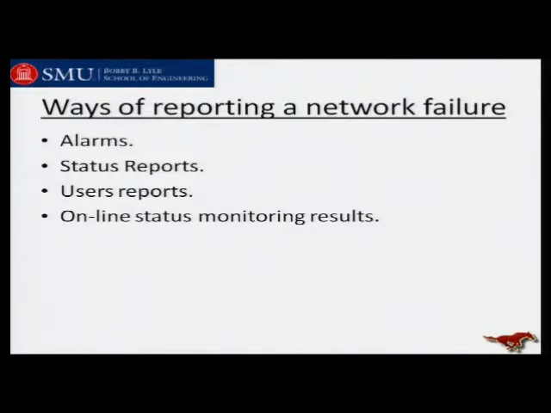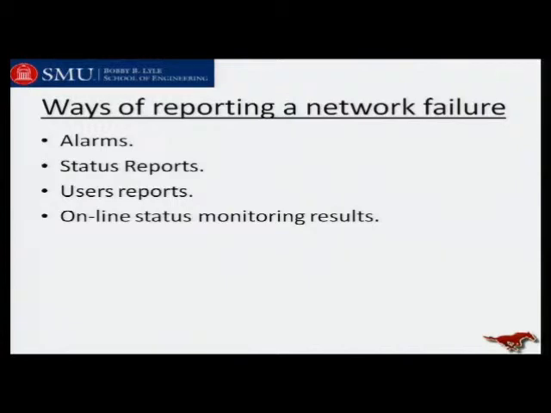The second one is status report. It is a report summarizing a situation in a network. So, let's say there is something wrong in the network, and the status report will show that there is a deviation from the normal operation. So, that's how you'll come to know that there is something wrong.